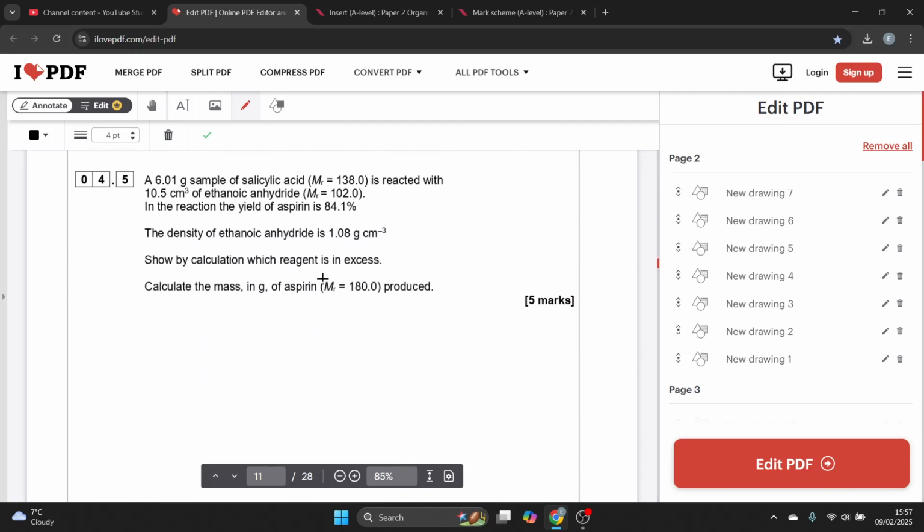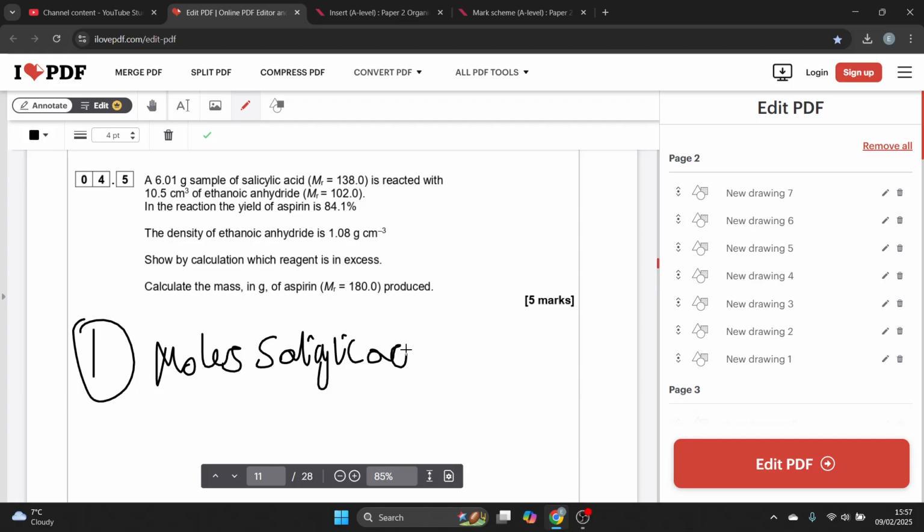It says, show by calculation which reagent is in excess, calculate mass in grams of aspirin produced. So first thing I'm going to do is I know 6 grams of salicylic acid react with this much ethanoic anhydride. Density of ethanoic anhydride is that. So first thing I would do is find out the moles of salicylic acid by just doing mass over Mr. So 6.01 divided by 138.0.